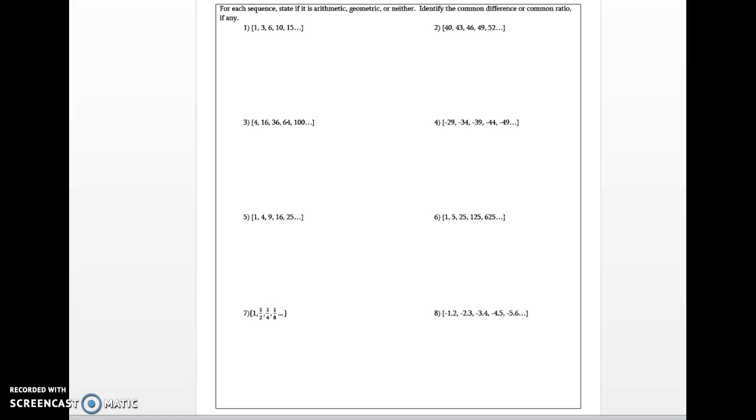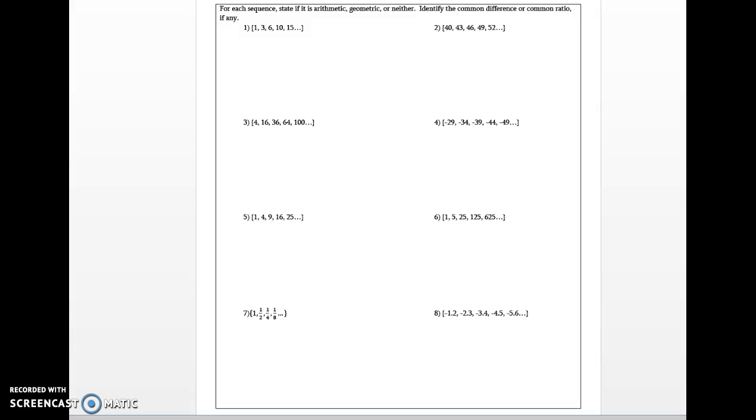Hello students, this is the exit slip from lesson 1 in unit 6, the sequences unit. It was the exit slip that asked you to identify whether the sequences were arithmetic, geometric, or neither, and to identify the common difference or common ratio.